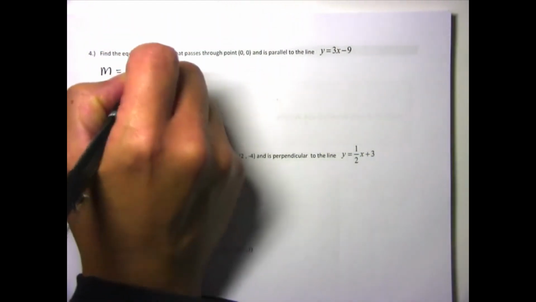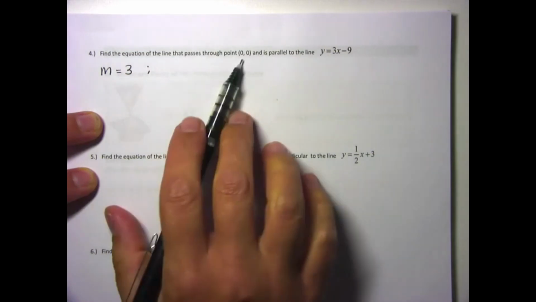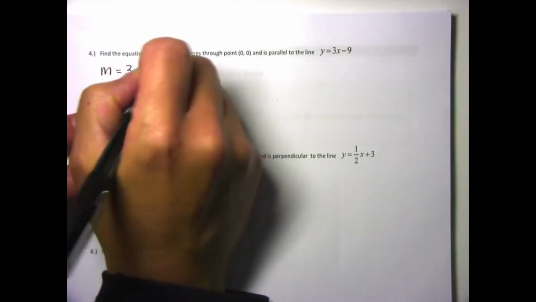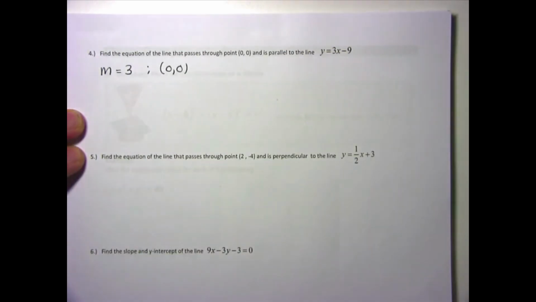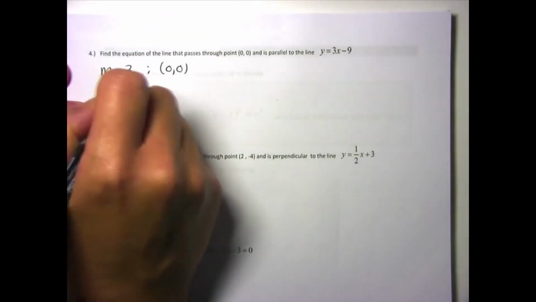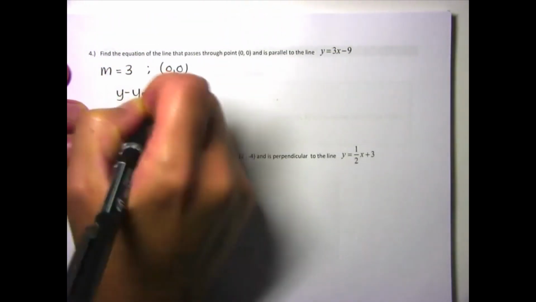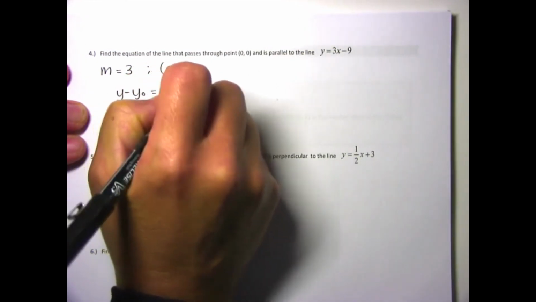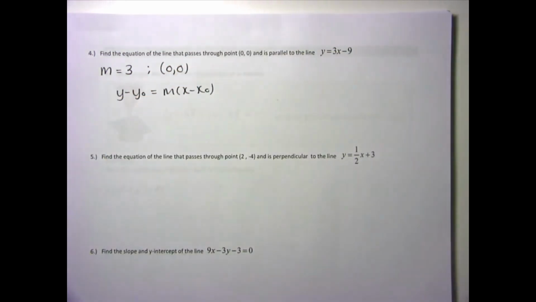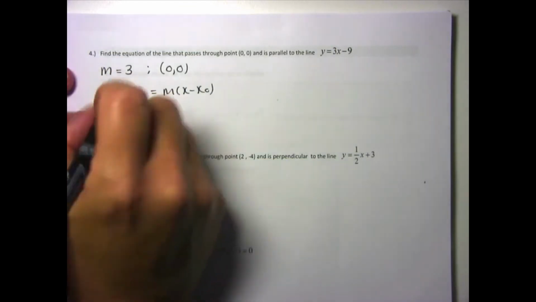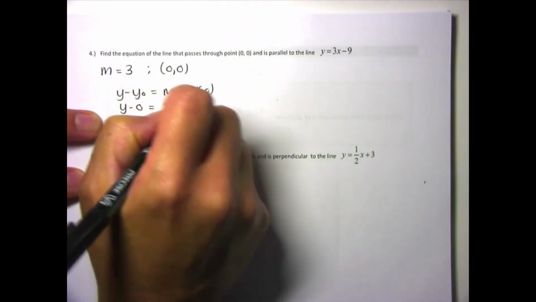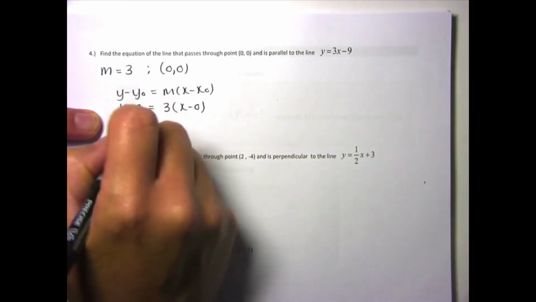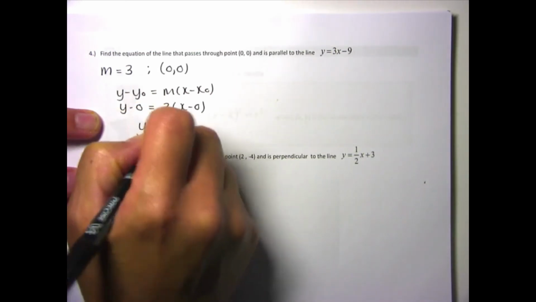So we have the slope. The other thing that I need is the point, and over here I'm given the point (0, 0). So we have the slope, we have a point that we're passing through, and so again, y minus y naught will be equal to m times x minus x naught. Let's plug in what we know. y minus 0 is equal to 3 times x minus 0, hence y is just equal to 3x.